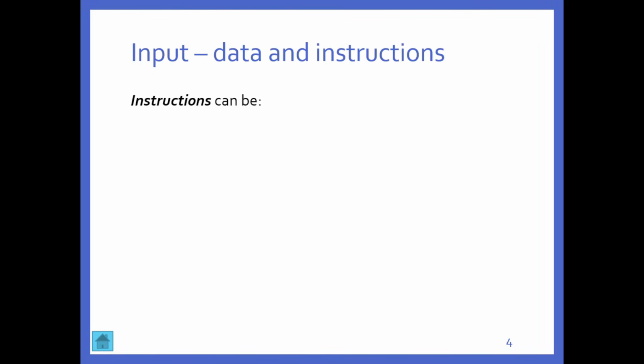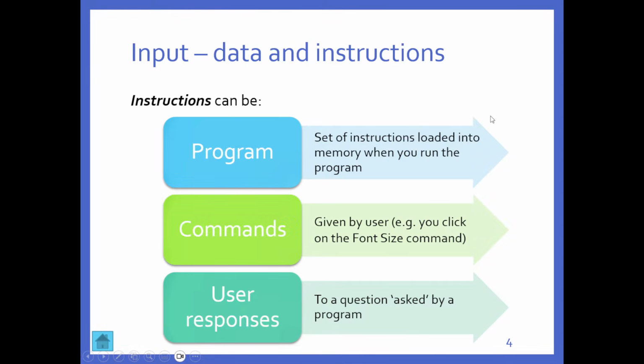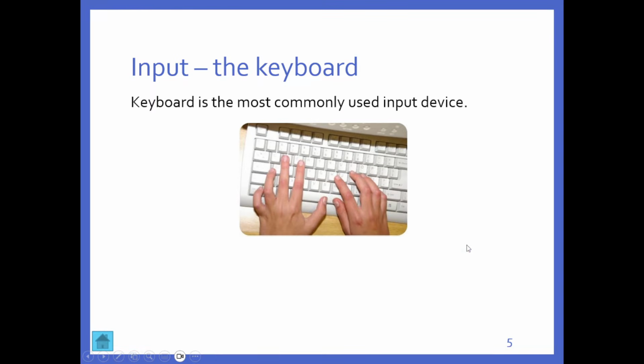Okay, so let's dive a bit deeper. When we talk about input, we're talking about data and instructions that are being given. That could be a program, which is, as we know, a set of instructions that's loaded into memory when you run the program, right? So when I open up a program, like Word, for example, there are instructions that are loaded into the memory. Instructions can be commands as well, whether I click on something. And it can be a user response. Okay, so these are all ways in which instructions can be given.